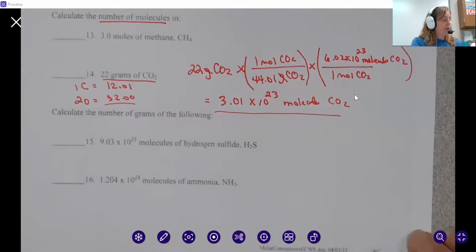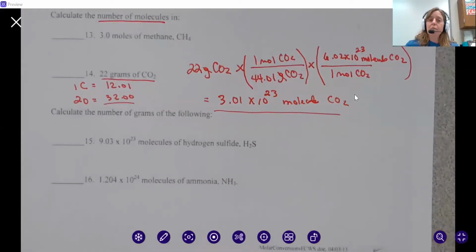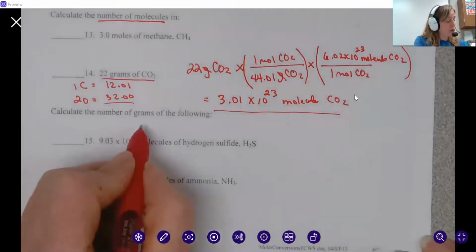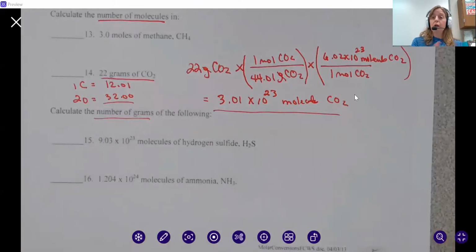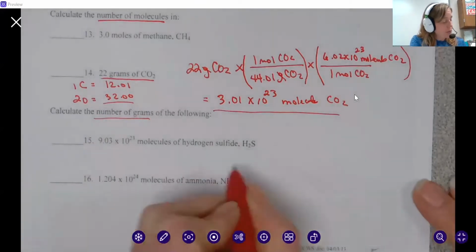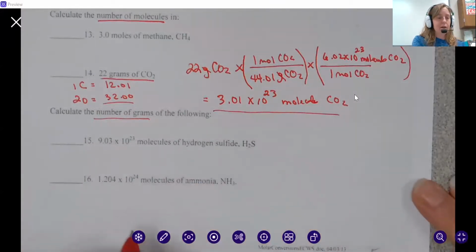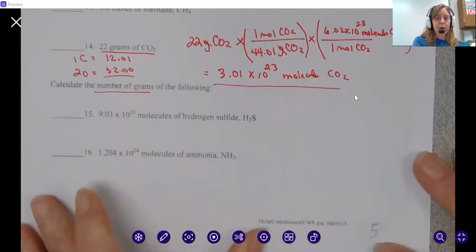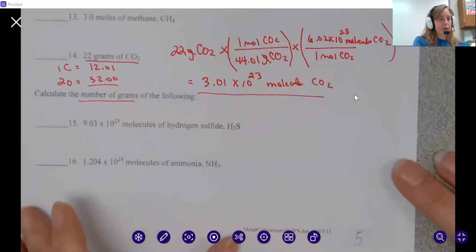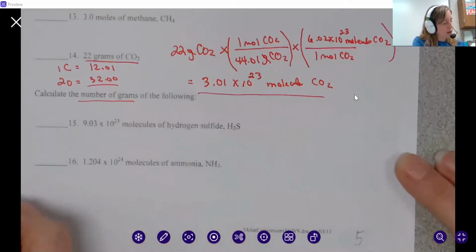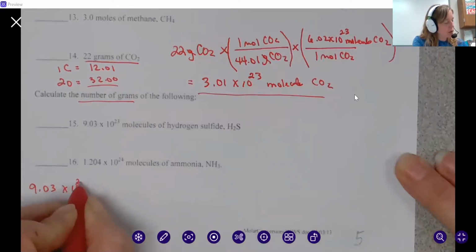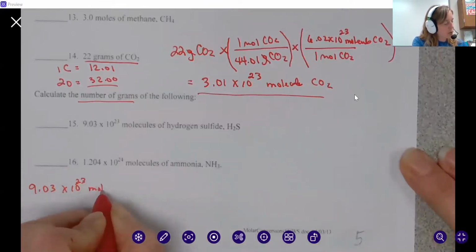All right. Well, 15 and 16, what if they give you the molecules and you're trying to find grams? Okay, so in this problem, they want to know number of grams. Well, you're going to do the opposite of what we just did. So you're going to start your problem out with, and I'm going to write it down here because I really don't have the room, at the bottom here. So in 15, we're starting out with 9.03 times 10 to the 23rd molecules.